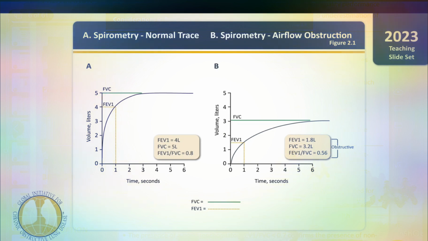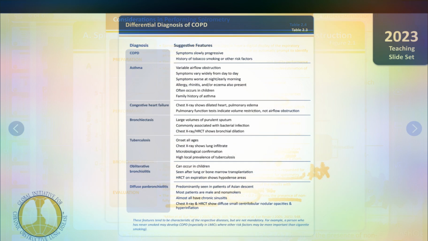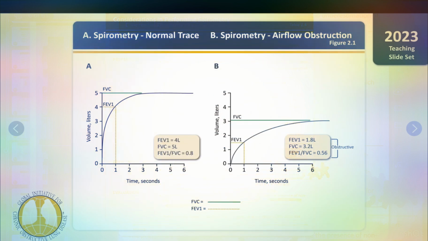After that comes our next part, which is the spirometry trace. This is the normal spirometry curve, and this is the spirometry curve in airflow obstruction. In a COPD patient, this is the curve.